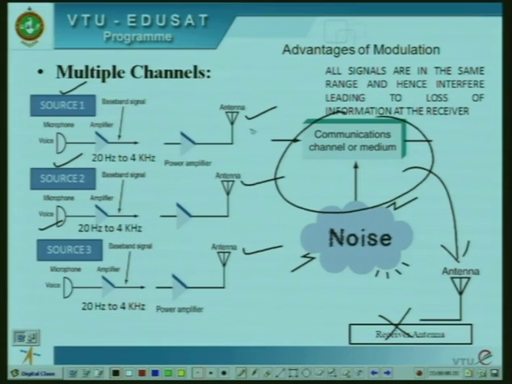So all these signals that are being transmitted without modulation are in the same frequency range of 20 hertz to 4 kilohertz, and because of that the receiver will be completely confused and will not be able to recognize which signal is coming from which station, which source. So if you would like to segregate, to bifurcate, to understand that this signal is from source 1, this signal is from source 2, and this signal is from source 3, let us see how we can take care of this.